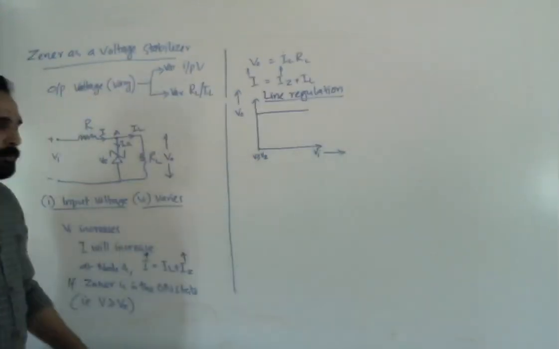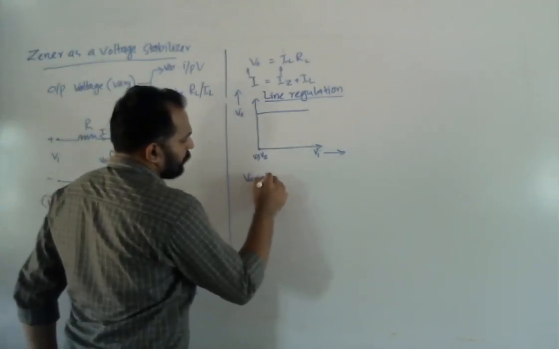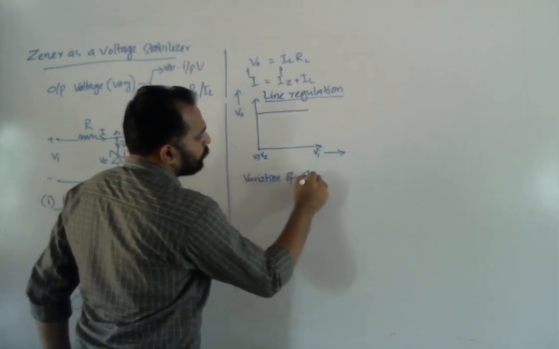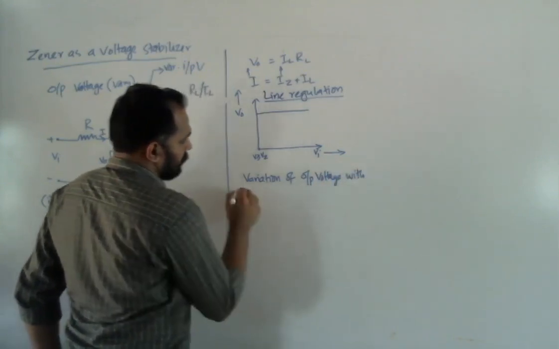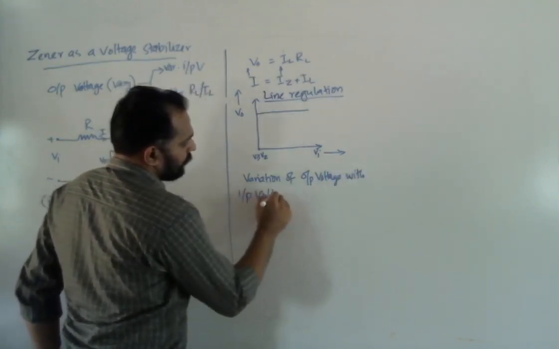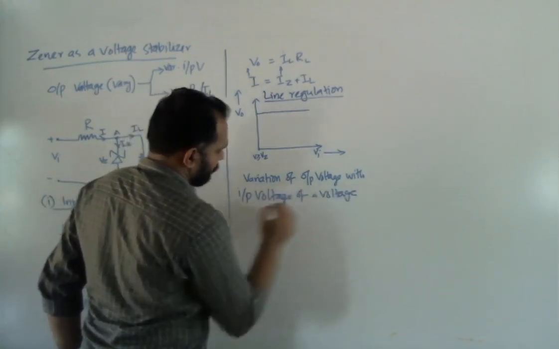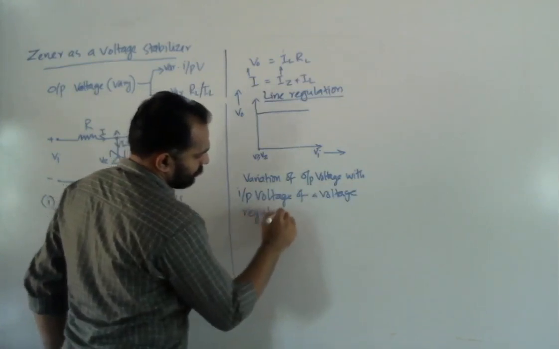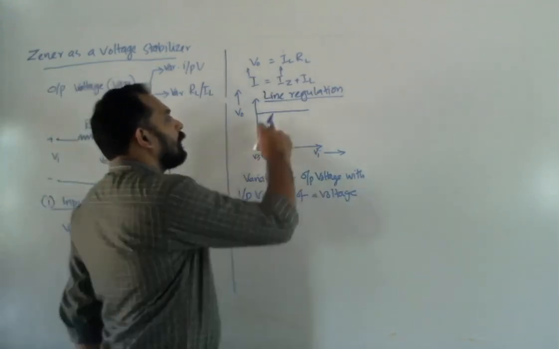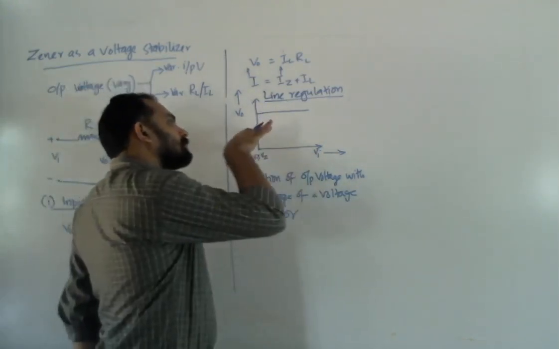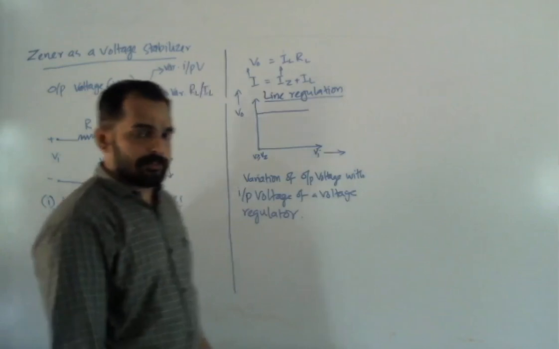So line regulation represents a variation of output voltage with input voltage of a voltage regulator. So the line regulation will be a straight line which is parallel to the x-axis, or the input voltage axis.